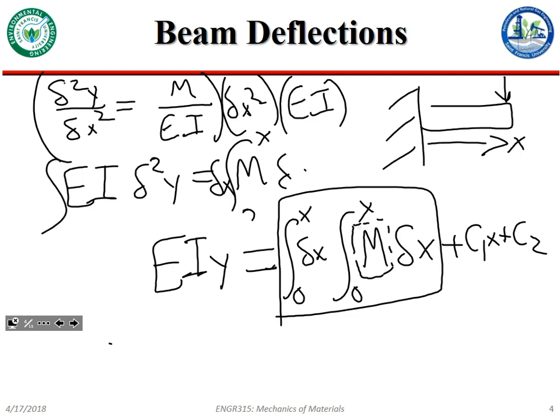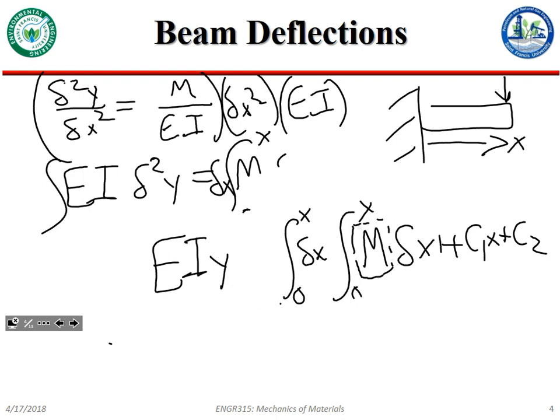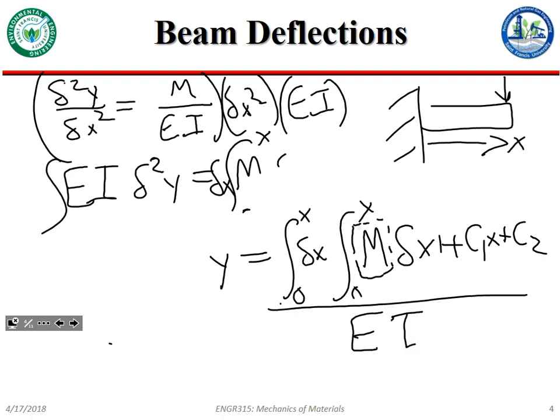This also illustrates where bending stiffness comes in, because if I take that EI term and divide by it, so move it over here, what happens as EI increases? Y decreases, right? As the stiffness goes up, the deflection goes down. So cool.